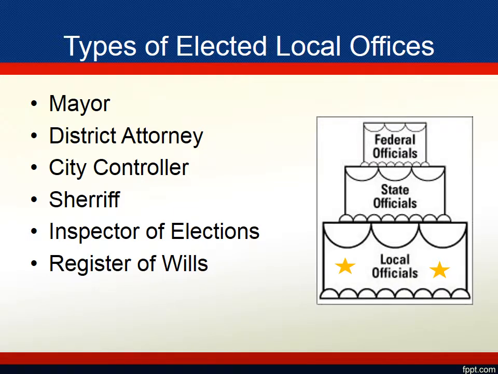Elected officials are represented at the federal, state, and local level and are voted in by the public. Think of elected office as a 3-tiered cake. As you move down each tier, each layer gets larger and includes more politicians. Here's a list of positions at the local level.